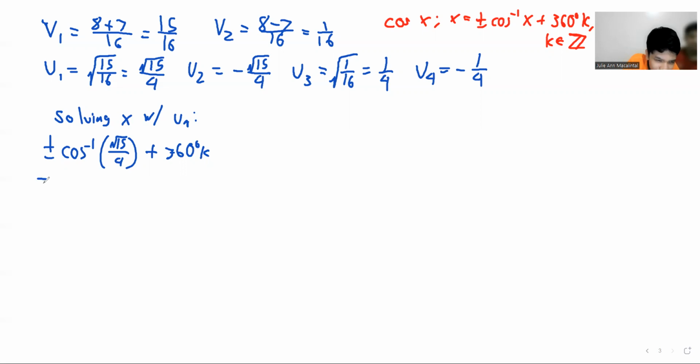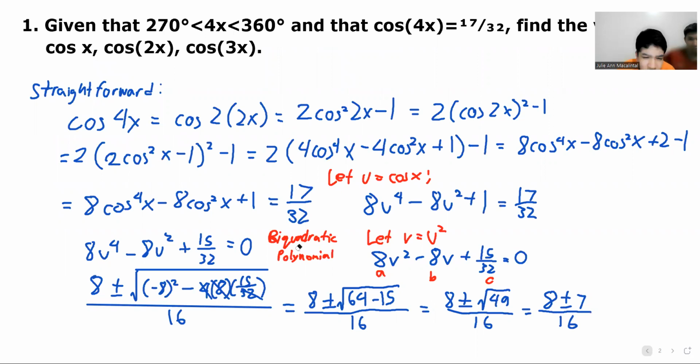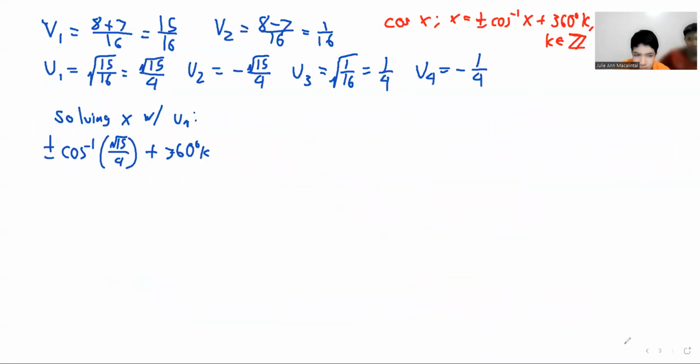So in this case, we don't need all of the solutions because there's an infinite number of them. We just need to establish that there are none, or there are values in the range. Oh wait, before we start doing this, first I want to clarify something that is in the given: that 270 degrees is less than 4x, which is less than 360, we can deduce if the angles that we get are either all of them not in the range or some of them in the range.